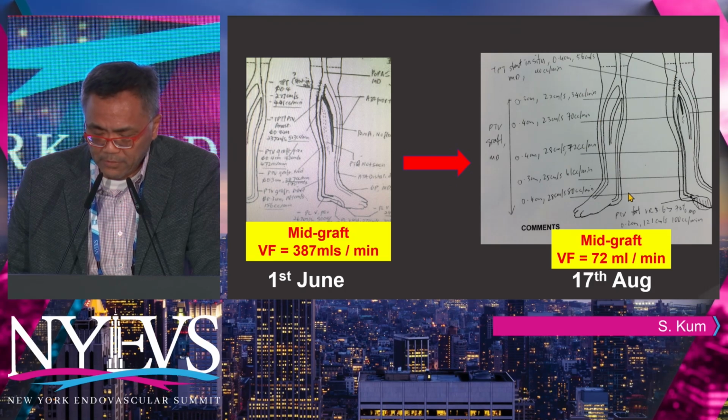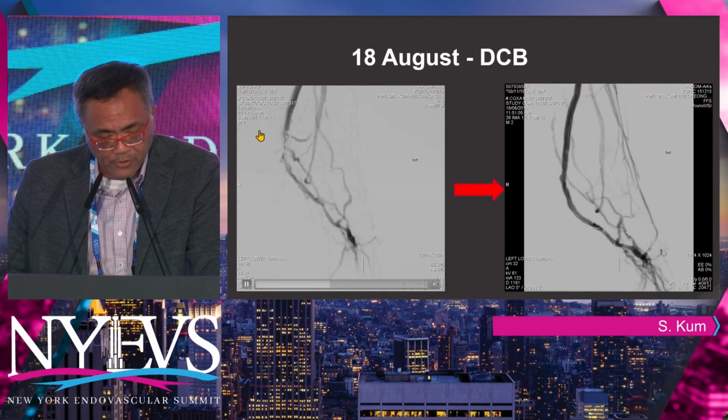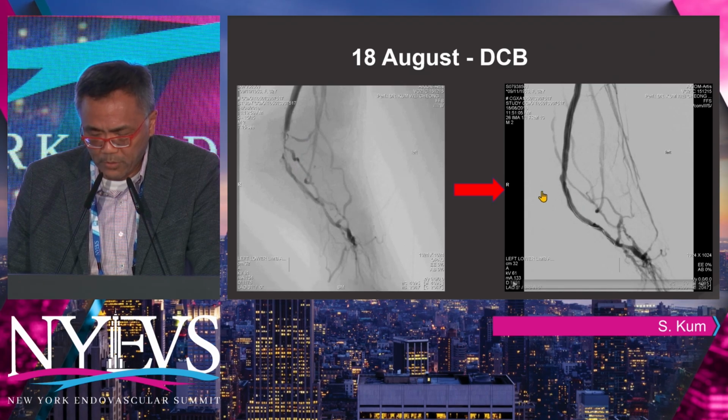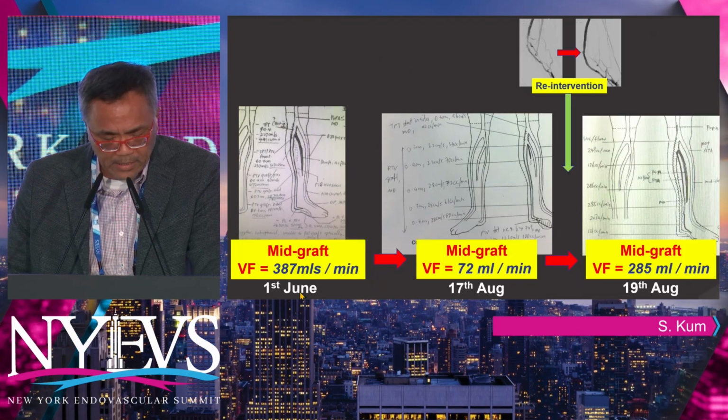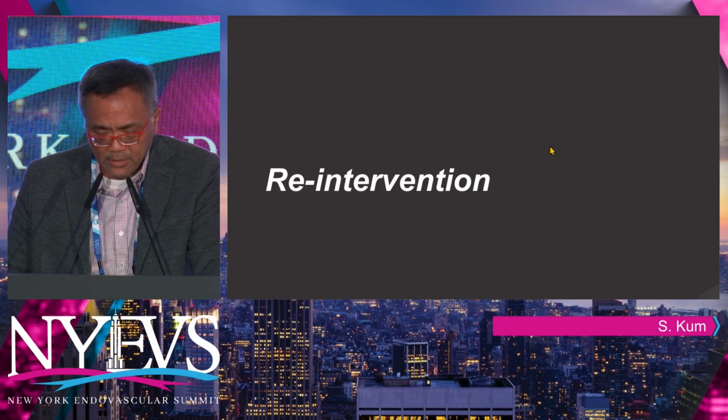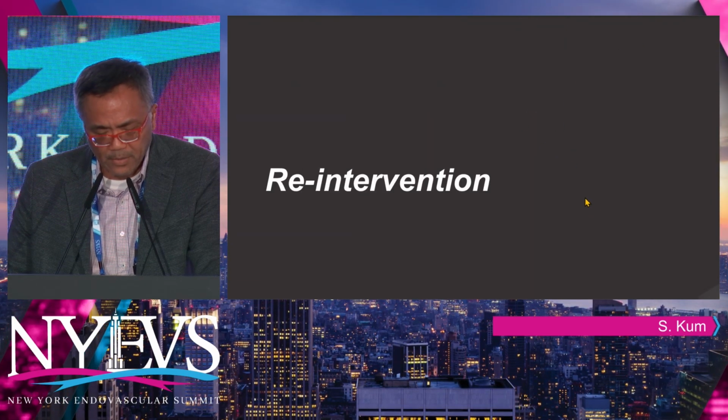2.5 months later, that volume flow drops to 72. When we do an angiogram, we see stenosis at the distal end of the covered stent. We blow that with a drug-coated balloon. Immediately, you see that the volume flow pops right up to 280. And we can also see the TCPO2s jump up and down.